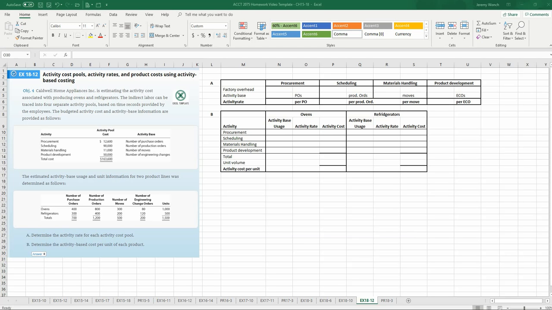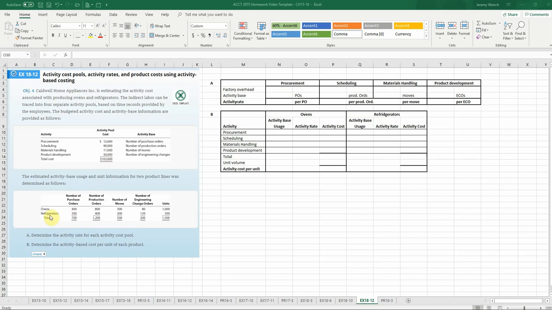So in this problem, we have a company that makes home appliances, and they have two different products. They have ovens and refrigerators. And they've gone ahead and identified the activities for us here. So we have procurement, scheduling, materials handling, product development. And they've also identified what the activity base or the driver is for each one of those activities, and then the total cost per activity.